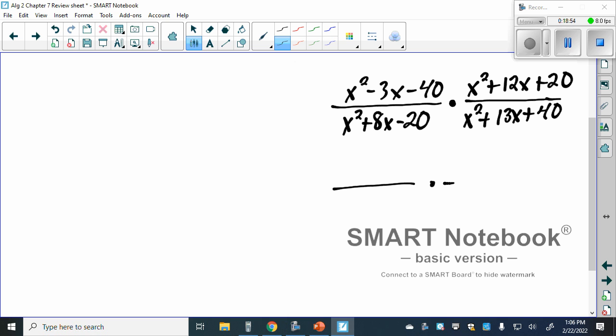And really, once we change it from division to multiplication, everything else is the exact same as what we just did. There's no real difference. Now, we do need to factor all 4 of these here.